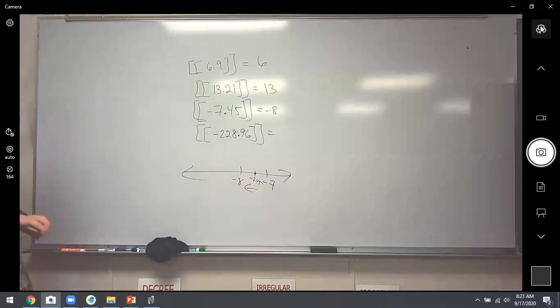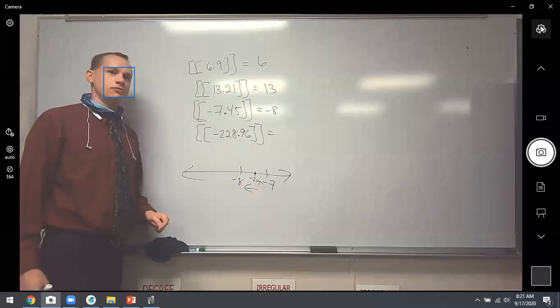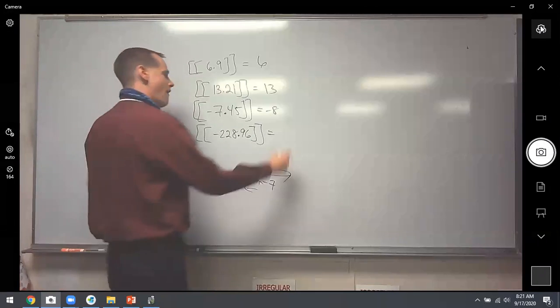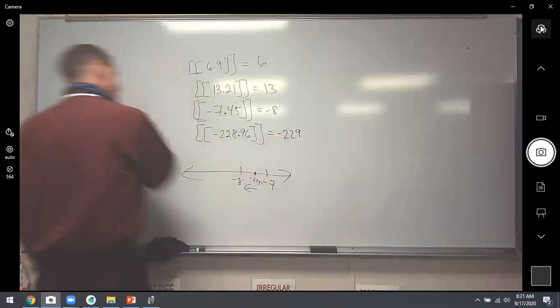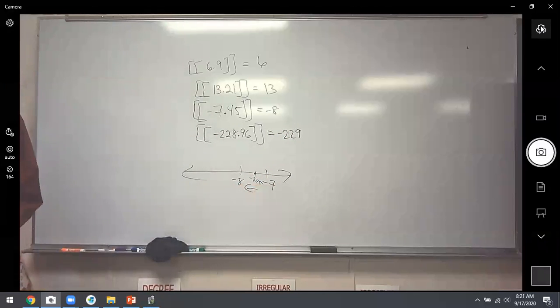And negative 228.96 rounded down. What do you think that's going to be? Negative 229. Even more over there. That's really all you got to know about what it means. It's just a fancy word for rounding down.